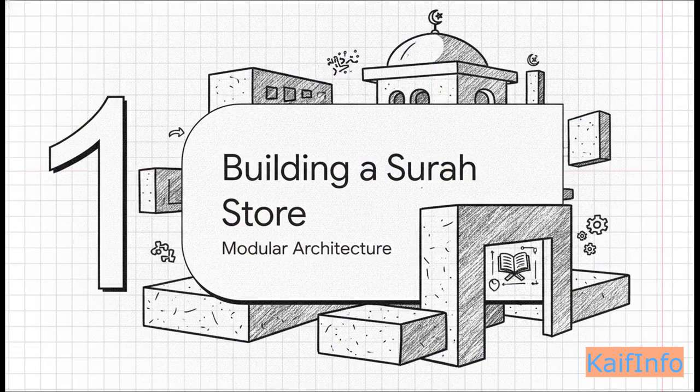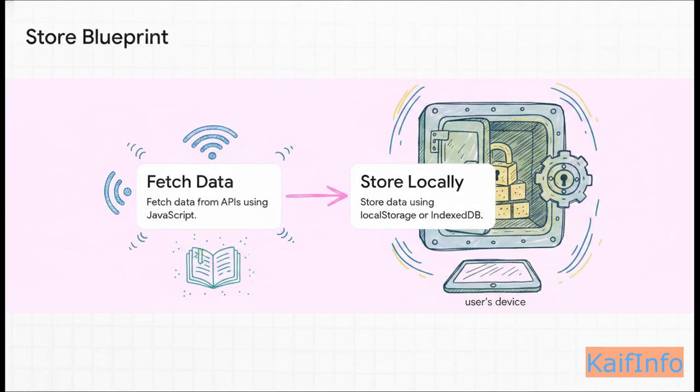Let's start with Section 1, Building a SURA store. Step 1, fetch data. Step 2, store locally. To really grasp this architecture without getting totally overwhelmed, we're going to look at the individual building blocks. At its absolute core, this app relies on an incredibly simple, elegant two-part blueprint. Step 1, grab the data. Step 2, store it locally. That's the entire fundamental journey. We go from acquiring the sacred text out in the digital ether to bringing it down into the application and finally locking it safely in a vault on the user's device.